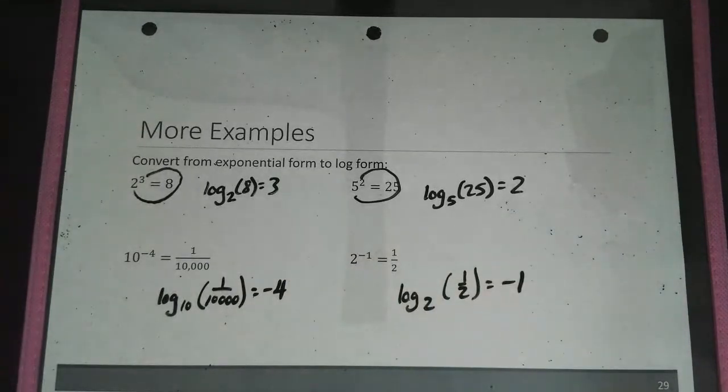If you learn anything in this entire unit, I need you to be able to go back and forth between exponential and logarithmic form. That is going to be the answer to a lot of problems. It's going to help you solve so many things that this is the one thing I really need you to have.